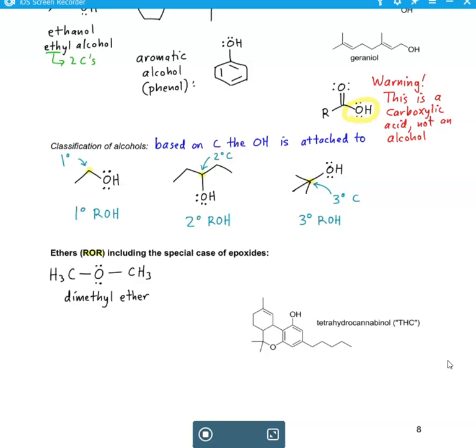But the two groups on either side of that oxygen don't necessarily have to be the same. So here's another one. In this case, there's a methyl group on one side of the oxygen and an ethyl group on the other side. So CH2CH3, the two-carbon hydrocarbon fragment, or the two-carbon alkyl group, is called an ethyl group. We would call this one ethyl methyl ether.